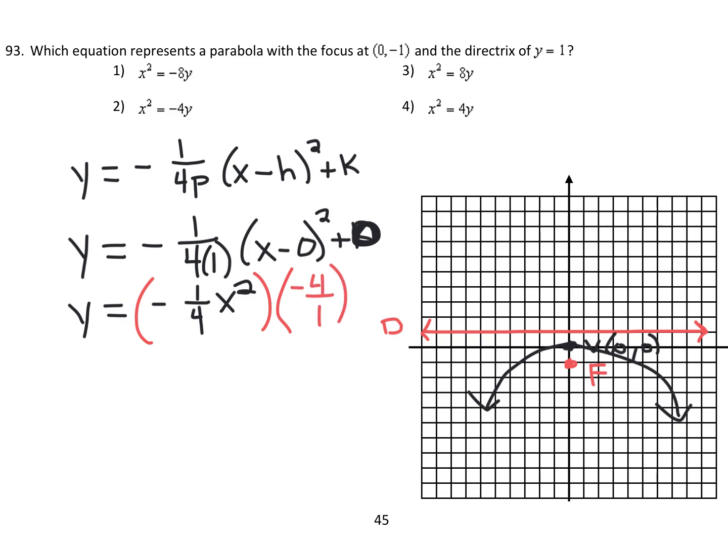Let me do that over here too. Sorry, that negative's kind of coming off the screen. That is a negative there. The reason I do that is because the negative 1/4 cancels with the negative 4 over 1, leaving me with x squared. And then when I distribute, negative 4 times y would be negative 4y, which leaves us with choice 2.